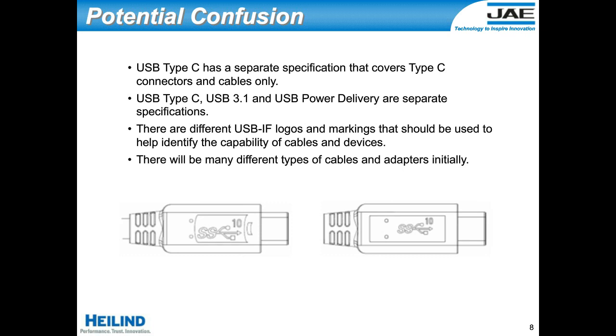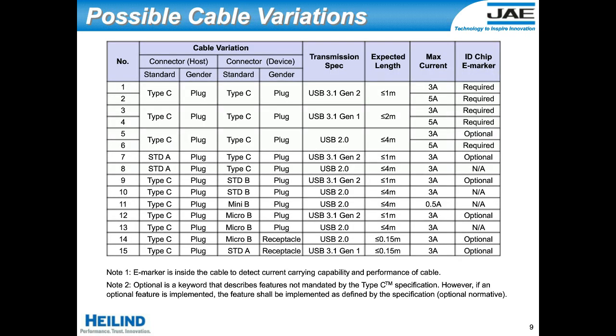Due to all these different types of capabilities that are built into the Type-C connector, there's going to be a lot of different cable variations in the market. Here's just a quick list of some of the variations that are listed in the USB Type-C specification. Notice that the USB connector could be different on one end of the cable. There are different levels of signal speed, and there's also different levels for the max current level.